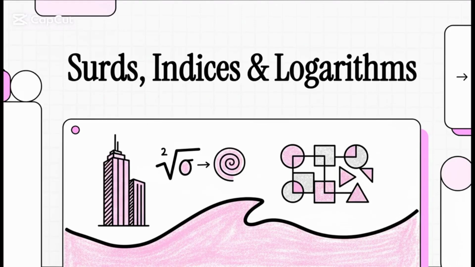You know, there's this hidden language all around us. It's the language of mathematics, a powerful code that describes everything from the swirl of a galaxy to the arch of a bridge. Today, we're going to unlock three key parts of that language: surds, indices, and logarithms. And you'll see how they connect our world in some pretty unexpected ways.